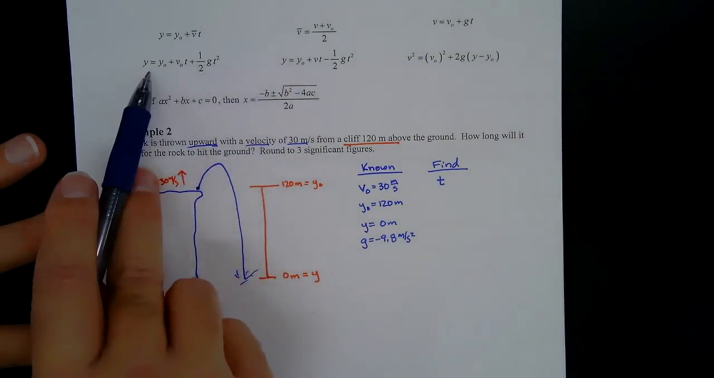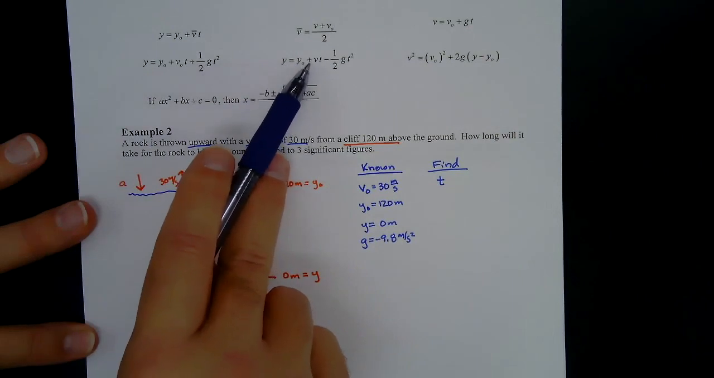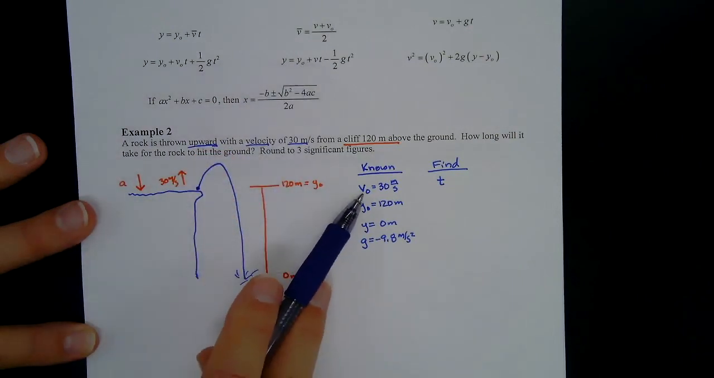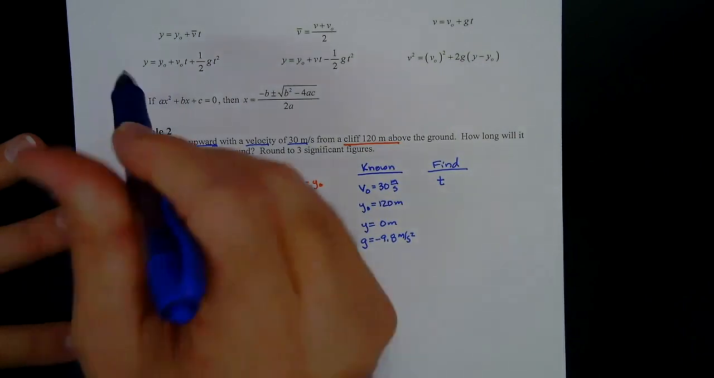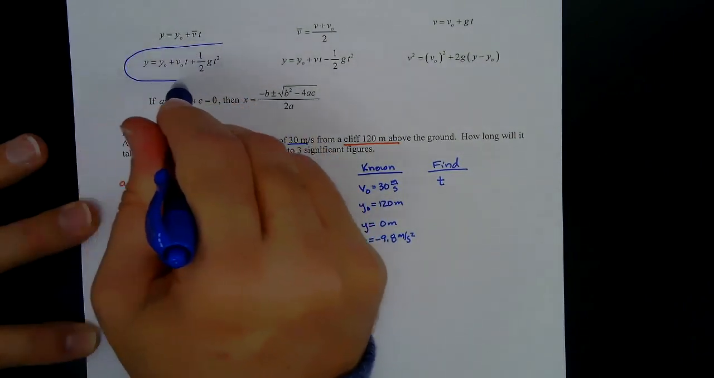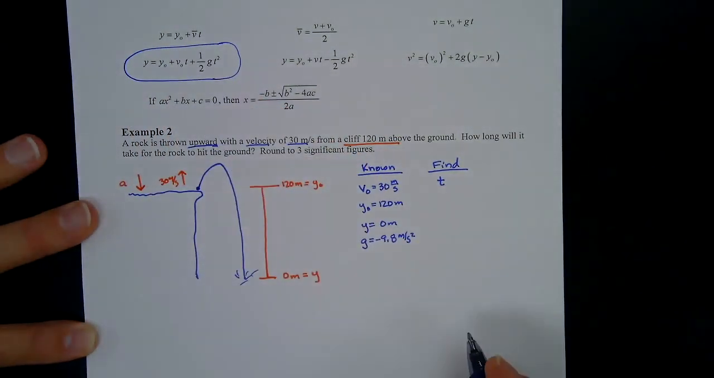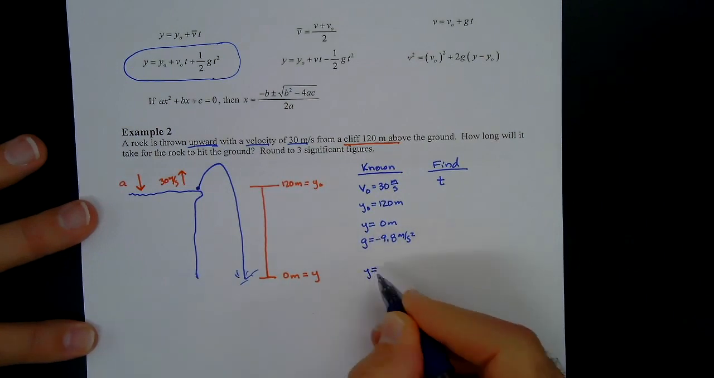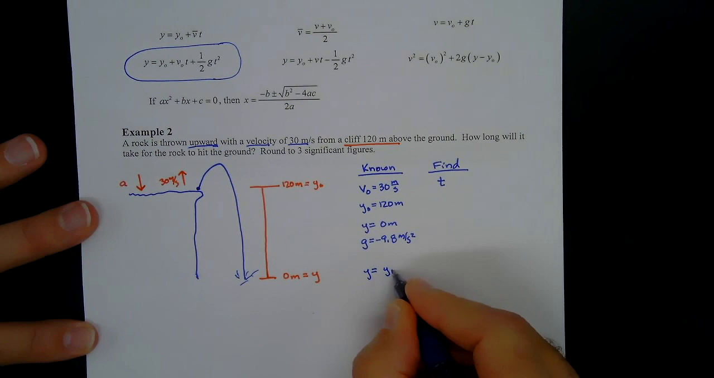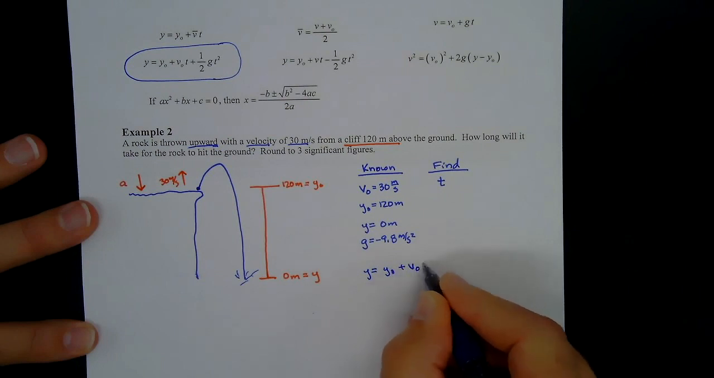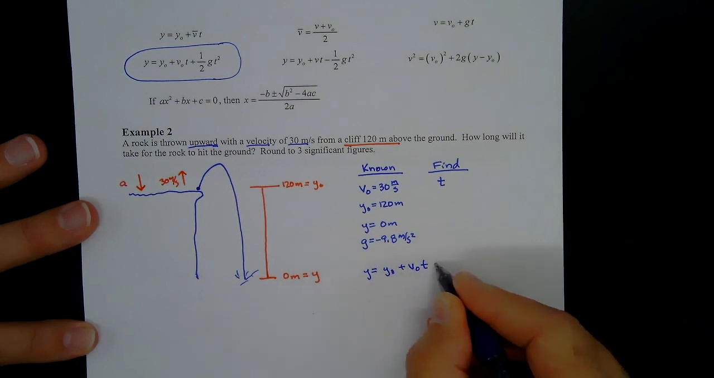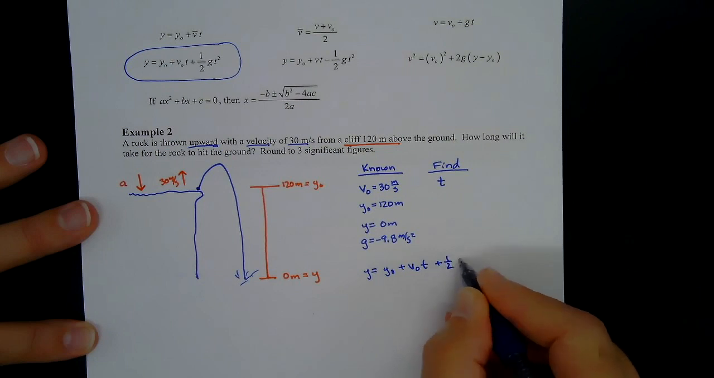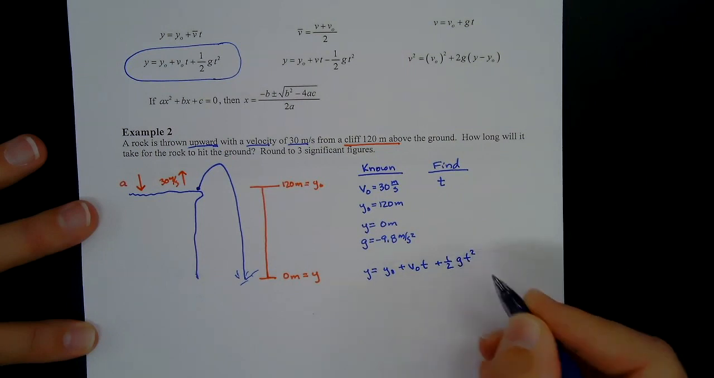And so the one I'm going to use is this one right here, because this one's reserved for when I have the final velocity. I don't have that. I actually have the initial velocity. So that's why I want to use this one. Okay, so I'm just going to plug everything in. I know I'm going to write my equation. So y is equal to y sub 0 plus v sub 0 times t, and then plus 1/2 g t squared.